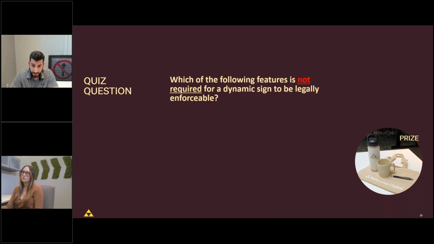Which of the following features is not required for a dynamic sign to be legally enforceable? I'll read that one more time. Which of the following features is not required for a dynamic sign to be legally enforceable? Just enter the corresponding letter for the correct answer when it appears, and it's going to appear in 3, 2, 1.